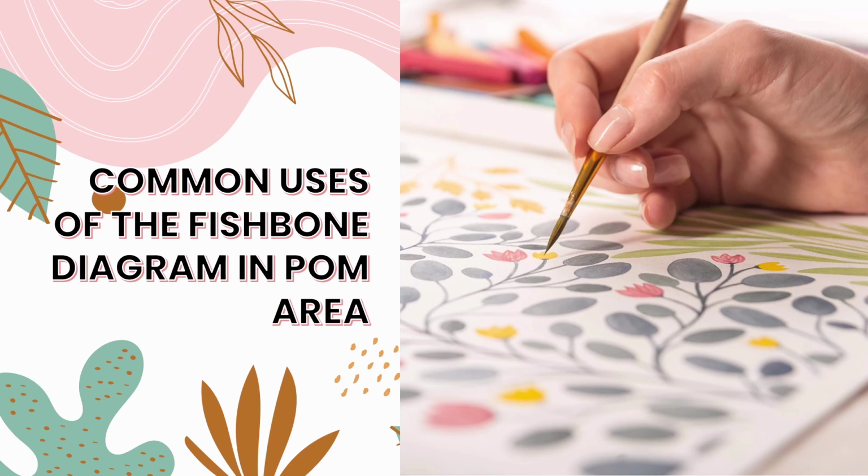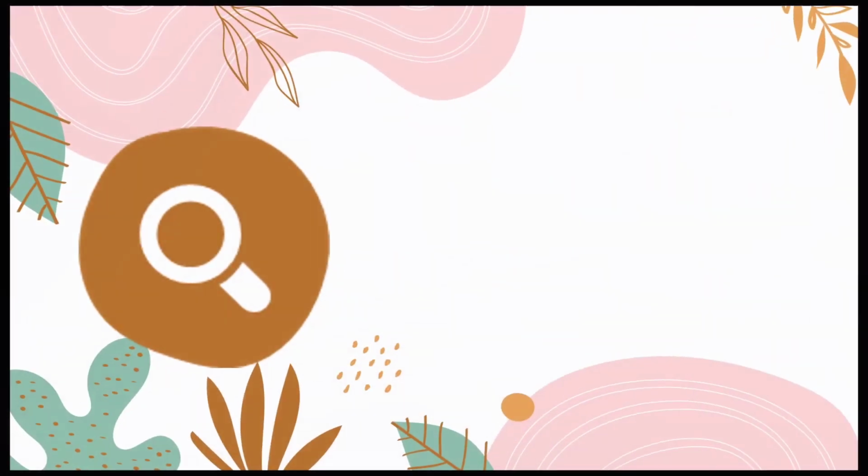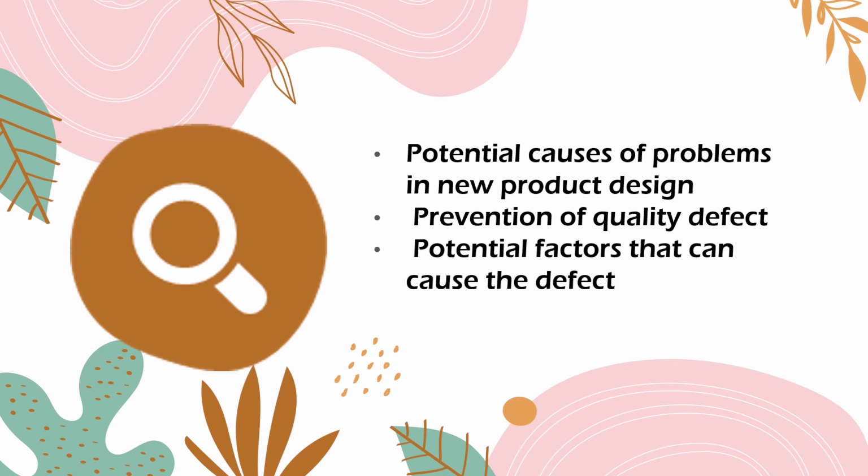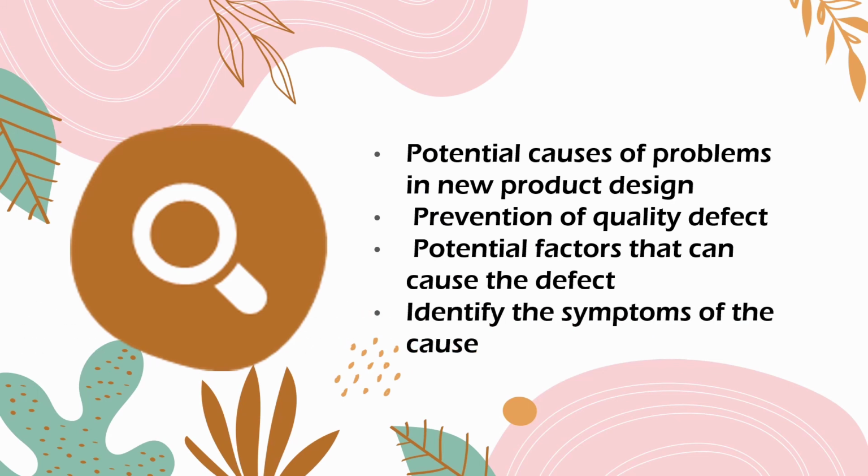Next are the common uses of the fishbone diagram in the production and operation management area. First, the fishbone diagram can help to identify potential causes of problems in new product design. Second, it can help in prevention of quality defects. Third is determining potential factors that can cause the defect. And the last one, identifying the symptoms of the causes.